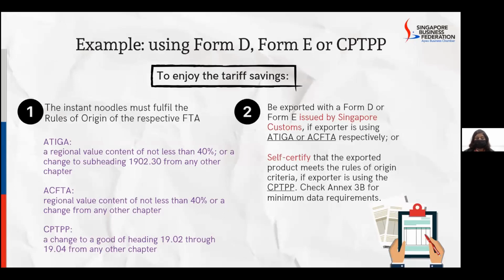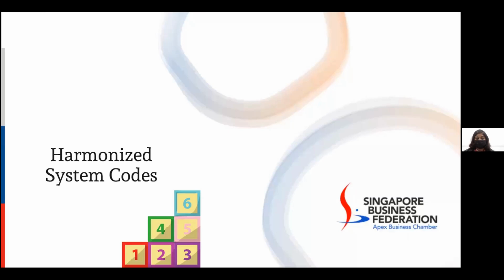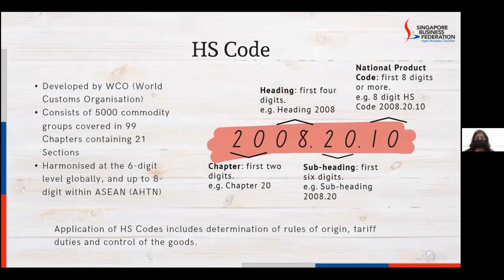Next. So moving on, I'll be talking about the Harmonised System Codes or HS codes. To determine preferential treatment and the rules of origin of the product, we need to use the HS code, also known as the Harmonised System Code. So for FTAs, it's important to identify the correct HS code of your product. HS code was actually developed by the World Customs Organization to classify goods. There are 5,000 commodity groups covered by 99 chapters with 21 sectors.